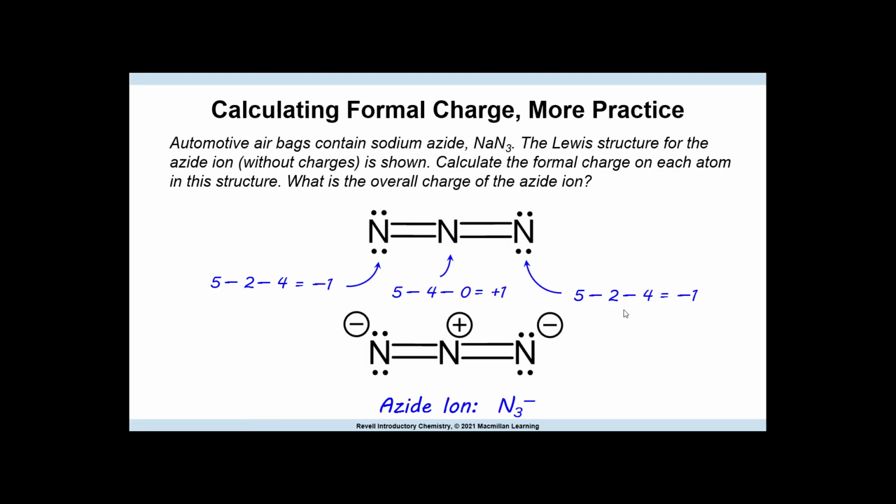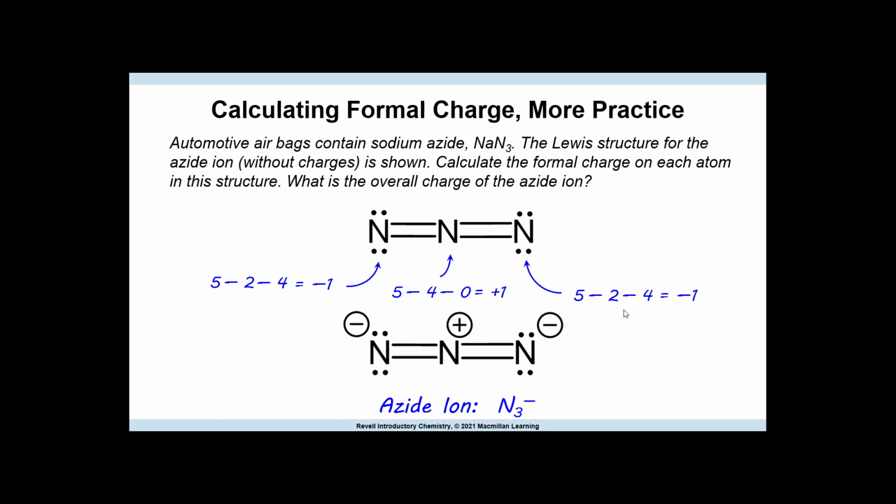Okay, so let's look at an example. Automotive air bags contain sodium azide. The Lewis structure of, I know I'm going to say this wrong, an azide ion. Sorry, it's combined on mine. Without charges is shown, azide. Calculate the formal charge on each atom in the structure. What is the overall charge of this ion?